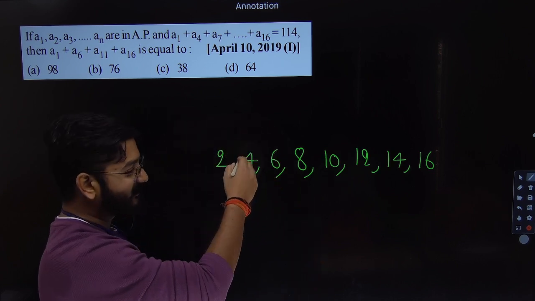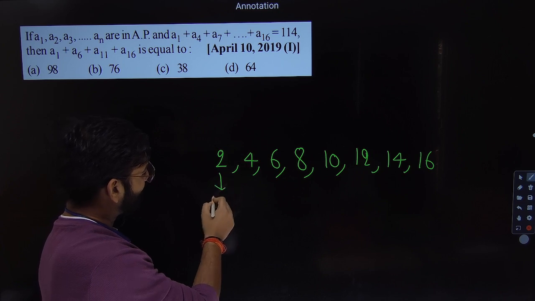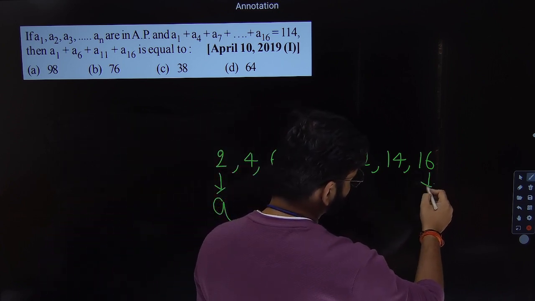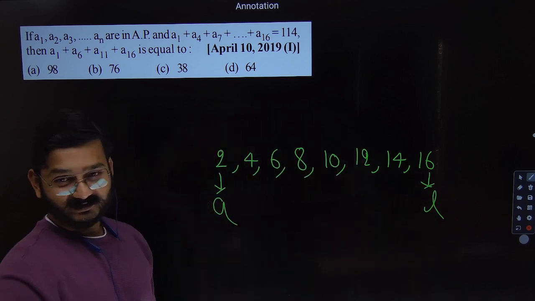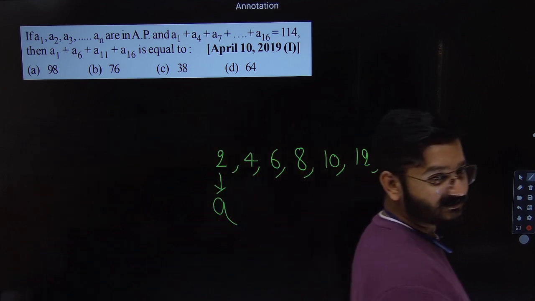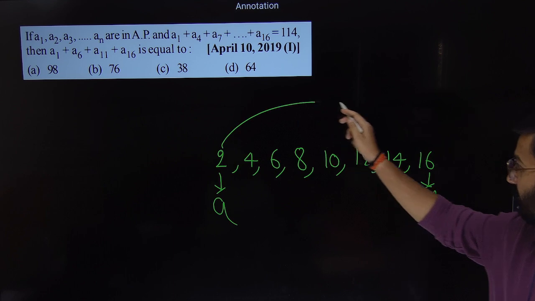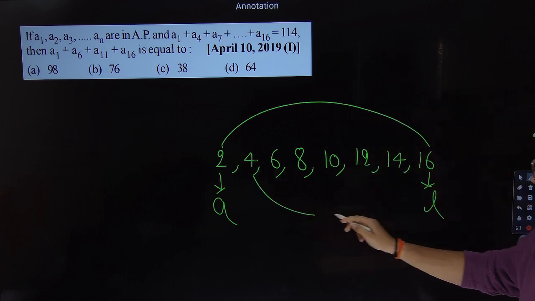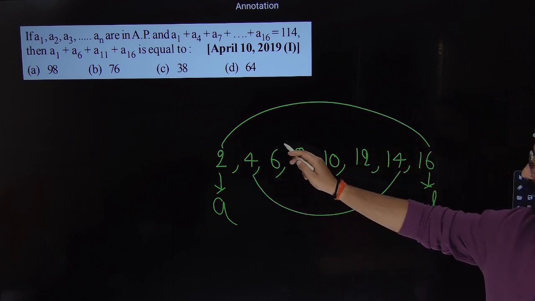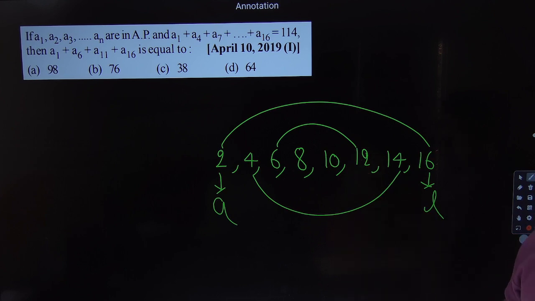All of you see here, which one is the first term? 2. Which one is the last term? 16. What is the sum of first term and last term? 18. What is 4 plus 14? What is 6 plus 12? What is 8 plus 10? 18. Okay?